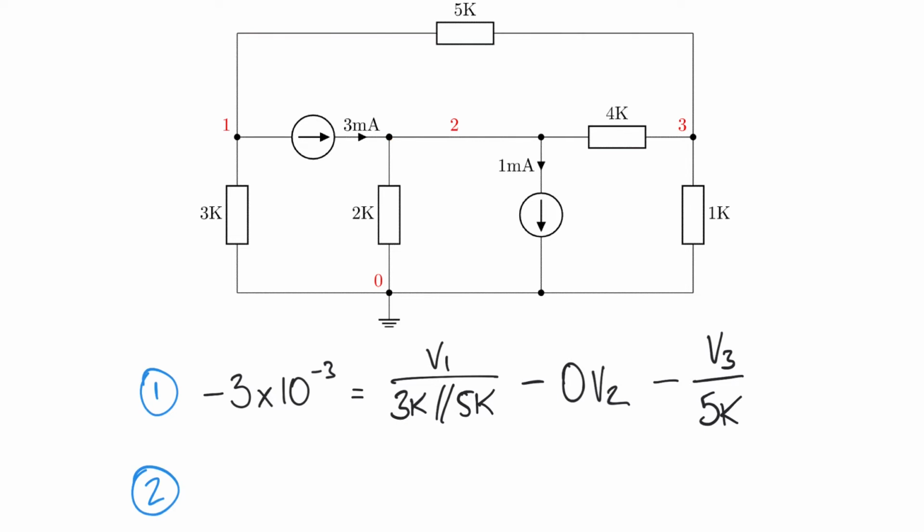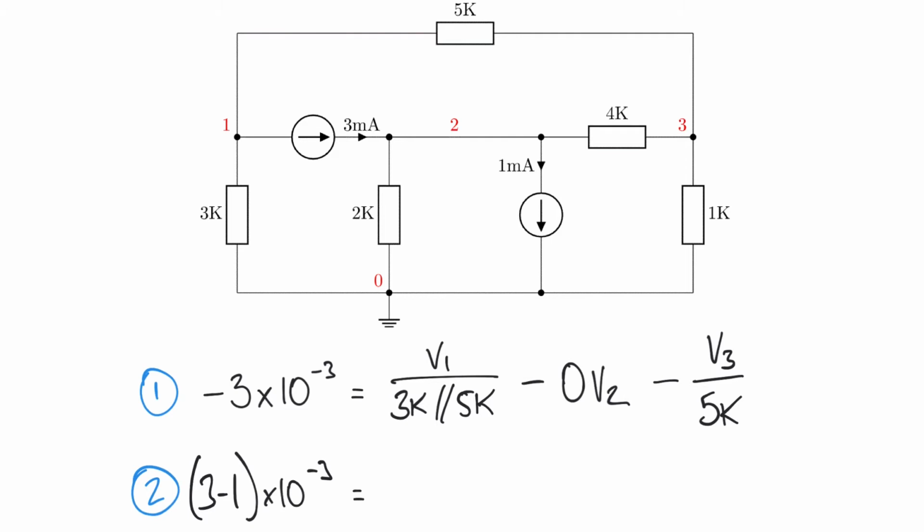It was leaving node 1, it's entering node 2, and so we have a positive 3 milliamps entering. So we have two current sources here. We have one leaving, one entering. So positive 3 milliamps and negative 1 milliamp. So I'll just express that here as 3 minus 1, and that's times 10 to the minus 3 because it's in milliamps. On the right hand side, let's start with the V1 term.